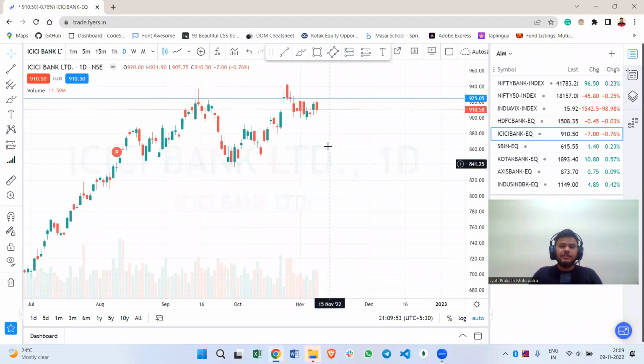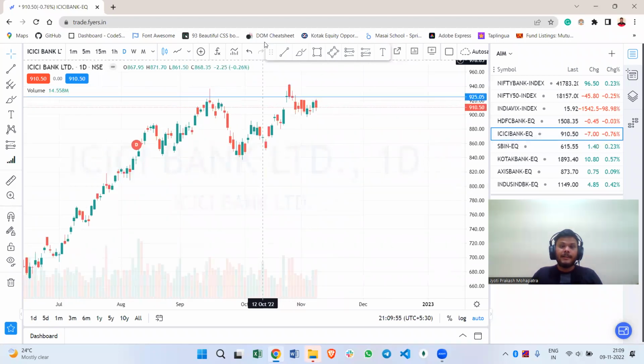In ICICI Bank, you can see that ICICI Bank also played with our emotion, because it opens gap up around 920, and it did not close above that. It shows negative movement from there. And tomorrow we can also expect some continuation here.